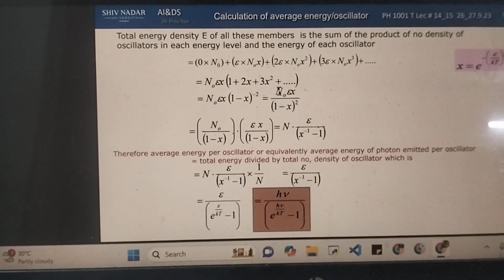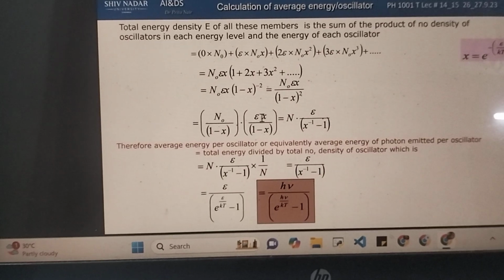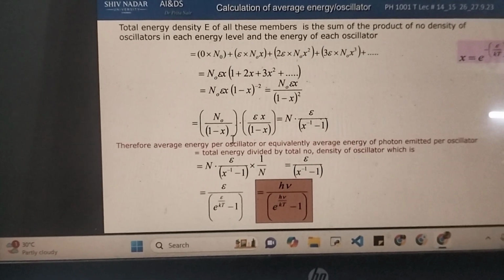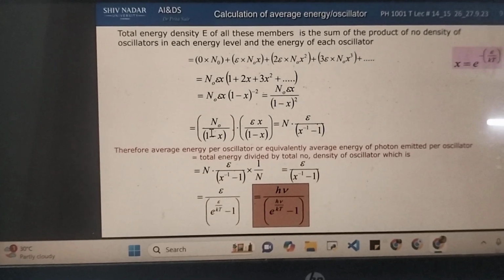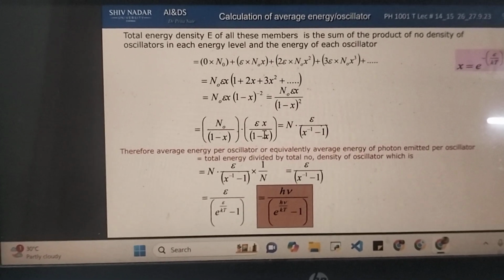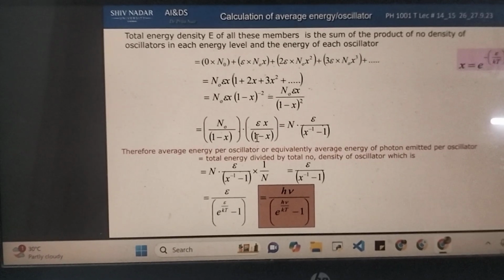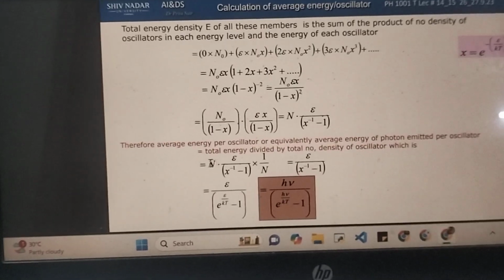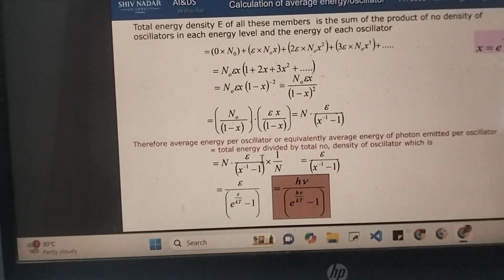Again, what have we done here? We had this, we split it into n naught by (1 minus x), epsilon x by (1 minus x). This is equal to n, total number of oscillators, which we derived in the previous slide. So I am replacing this by n. We again have epsilon x by (1 minus x). Taking the x to the bottom, we get n epsilon by (x inverse minus 1). So this is the expression for the total energy.